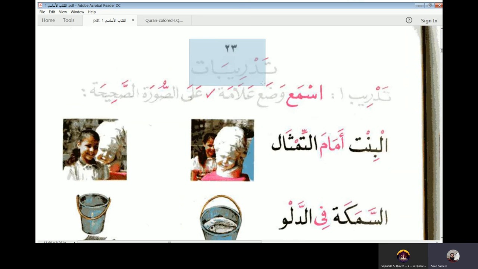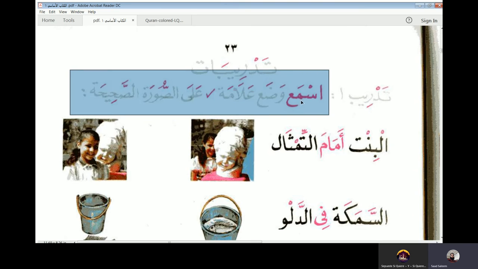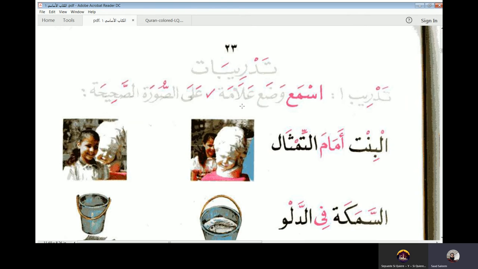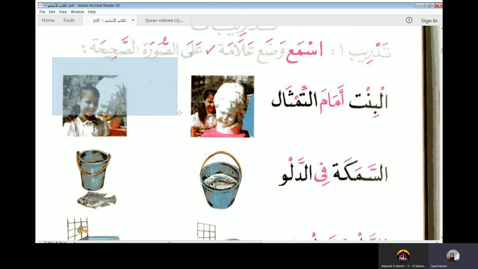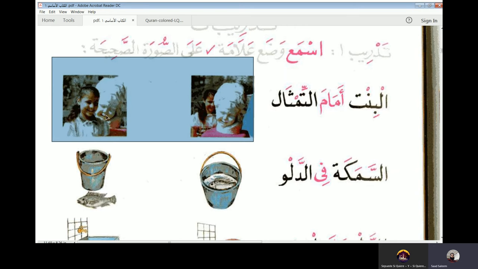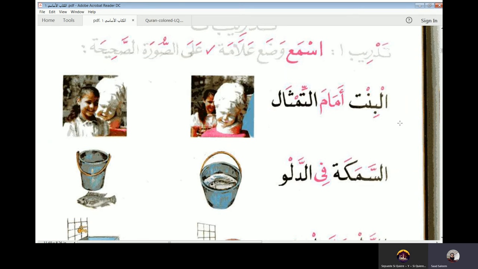Then we have tadribat, exercises. Tadrib al-awwal, first exercise. Isma, listen. Wa, and. Da, put. Alamatu sahiya, tick symbol. Ala, on. Ala suratis sahihati, on the correct picture. Sahiya means correct, suwara picture. Listen and put the tick symbol on the correct picture. In front of each sentence you have two pictures. One is correct according to the sentence and one is wrong. So just put the tick symbol on the correct picture.